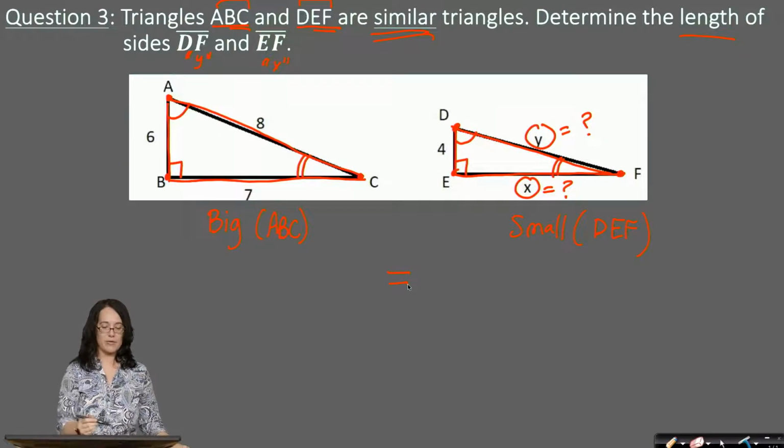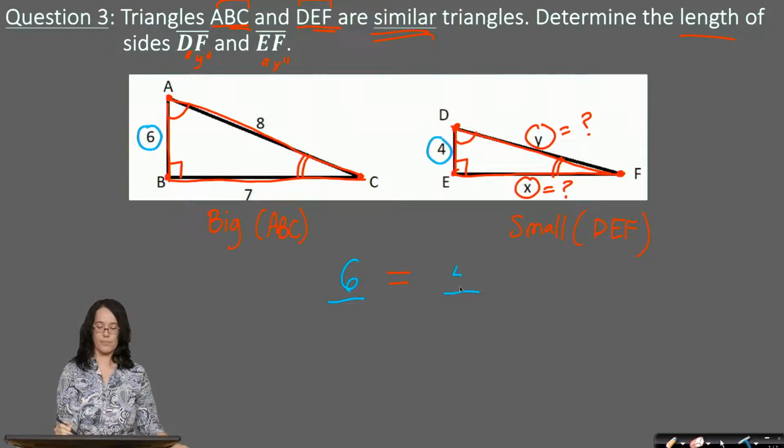So for the big triangle, I'm going to look at, let's say, A to B first. Let's look at that side first. So A to B, that would be 6, right? So when I do A to B, that's 6. Now, for the small triangle, where is that located? That would be D to E, wouldn't it? That would be 4, okay?